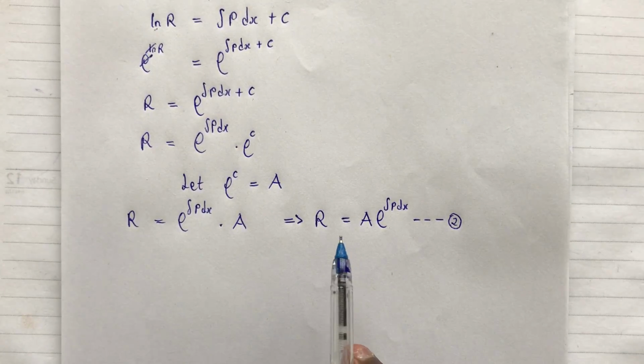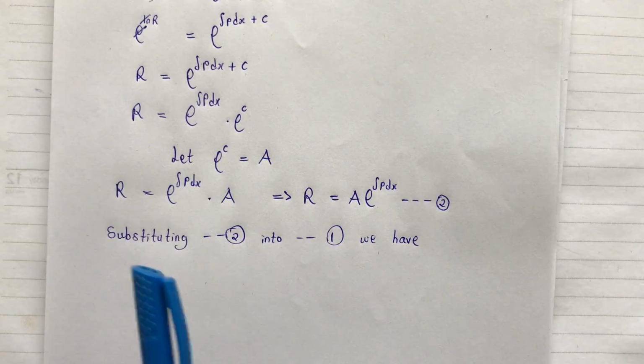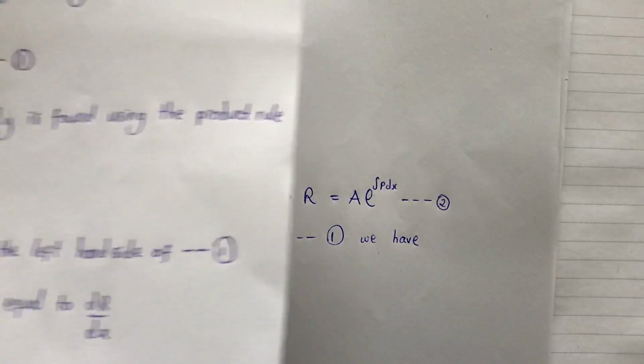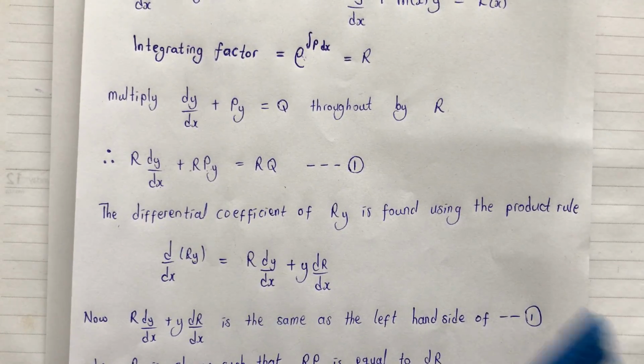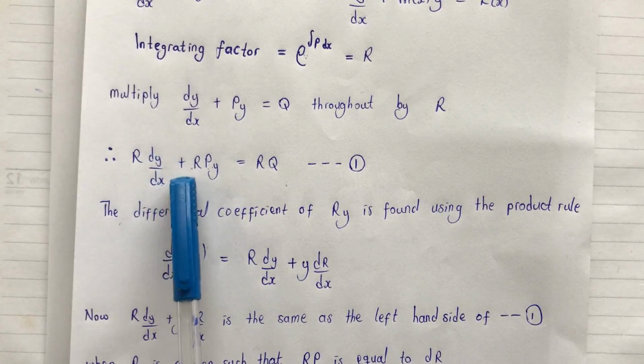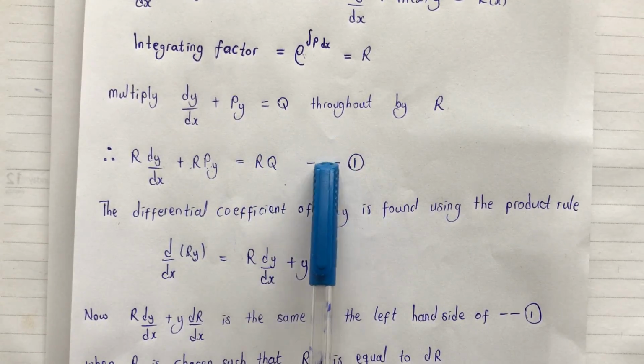Now we are going to substitute equation 2 back into what? Equation 1. Now substituting 2 into equation 1, what do we have? Let's go back to equation 1. This is equation 1, and in equation 1 we have r dy dx plus r p y equal to rq, and that is equation 1.